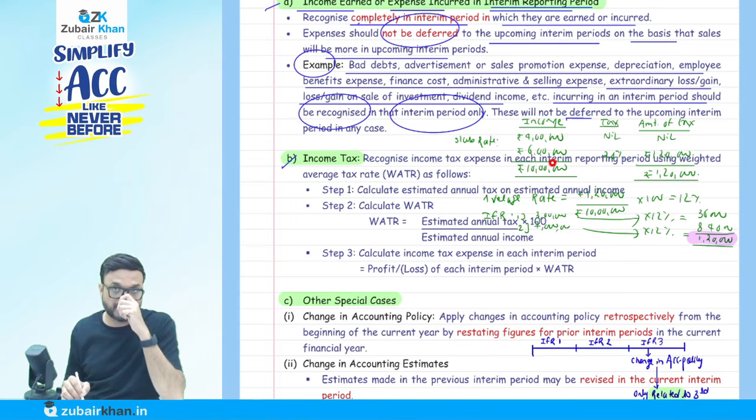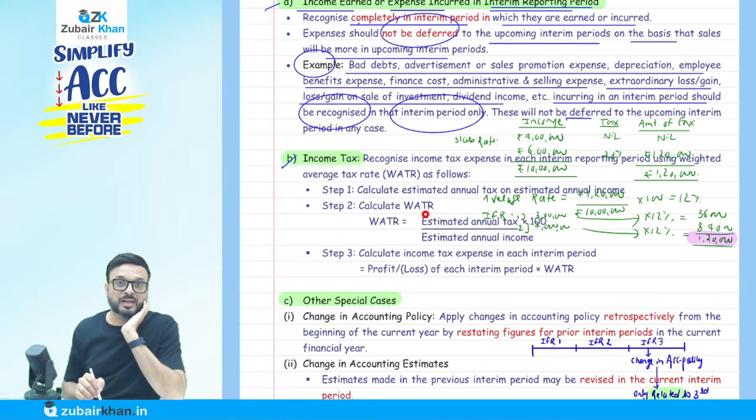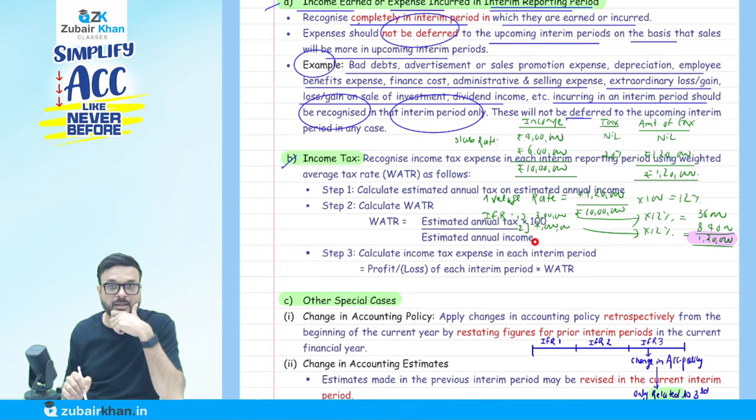I have an annual income of 10 lakh. The estimated annual tax is coming to 1,20,000. Calculate the weighted average rate, which comes to 12%. So estimated annual tax is 1,20,000 divided by estimated annual income of 10 lakh, multiplied by 100. That is coming to 12% in our example.